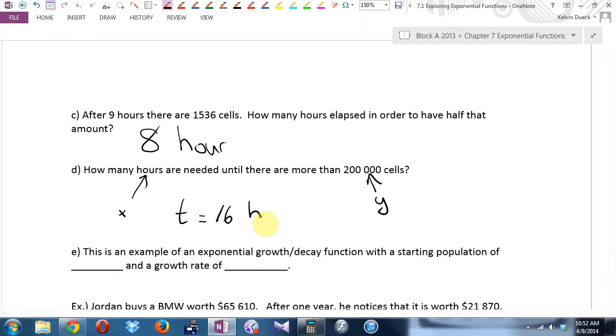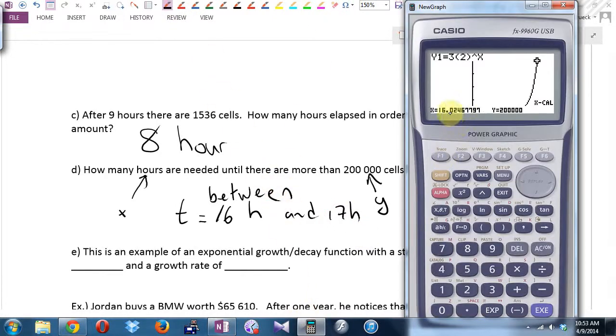Ah, good point. Did you hear Foster? He says, Mr. Dueck, it says more than 200,000 cells. So you should technically need more than 16 hours. You're right. I'm going to say then T is greater than 16 hours. It's going to happen sometime in that hour stretch there. And in fact, looking at my decimal value, just after 16 hours. So there's one application in medical research.